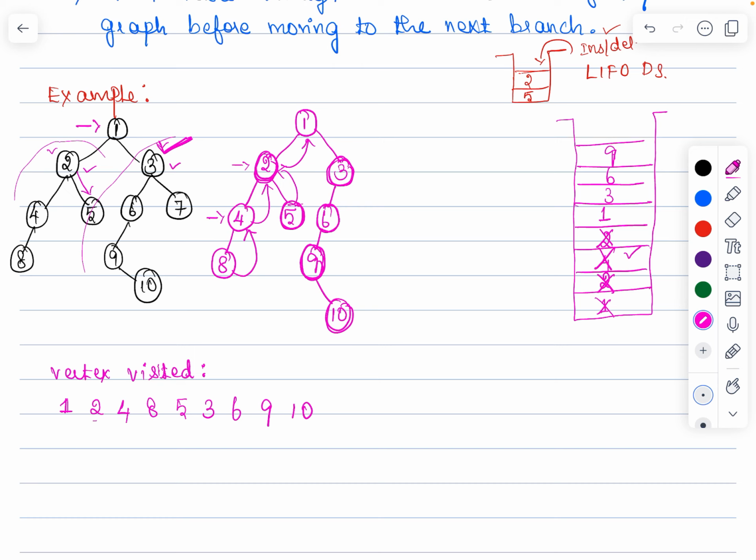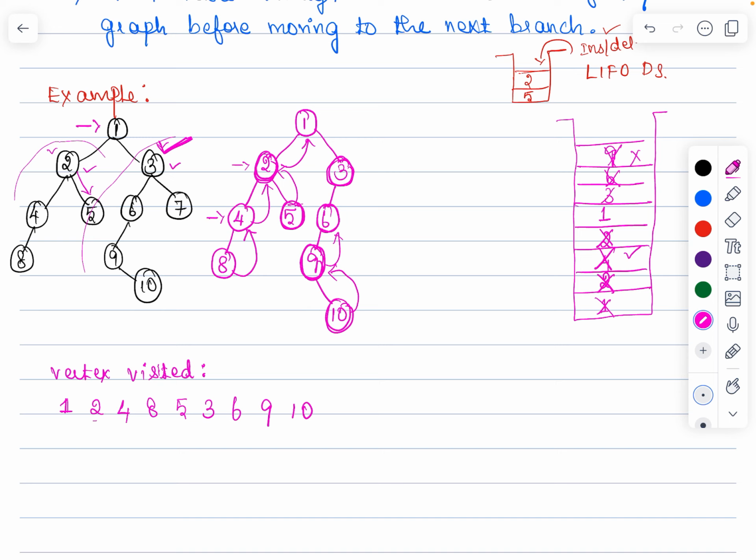So pop the 9 out from the stack, perform backtracking to the node 9, and look for an alternate option other than 10 under 9. There is no other option, which means again perform backtracking. Perform backtracking to the next stack top element, 6. Pop 6 out from the stack, perform backtracking to the node 6. Look for an alternate option other than 9 under 6. There is no other option under 6, so again we have to perform backtracking.